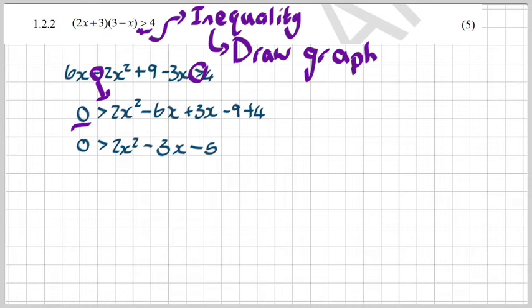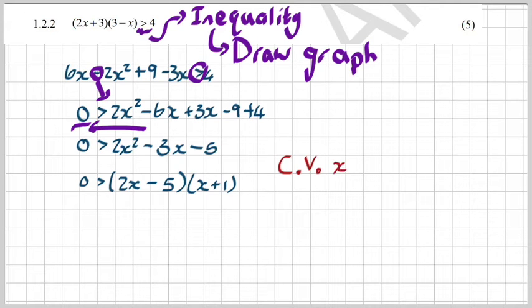So writing it in standard form, I've got that expression. Remember, I'm reading from the x value. So I've got 2x squared minus 3x minus 5 smaller than 0. I need the critical values, so I am going to factorize and get my critical values, my x-intercepts, okay?